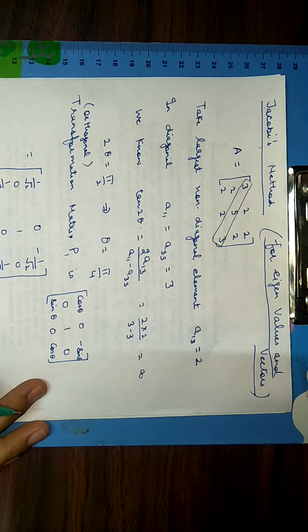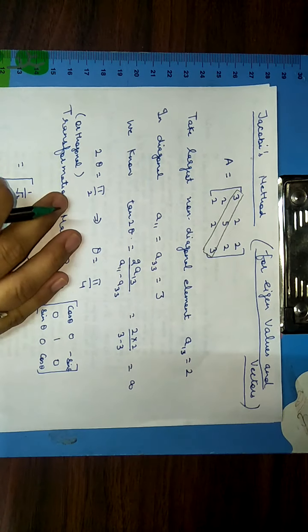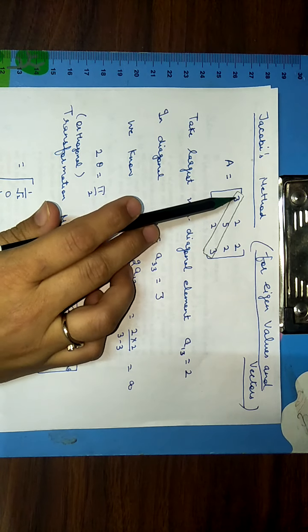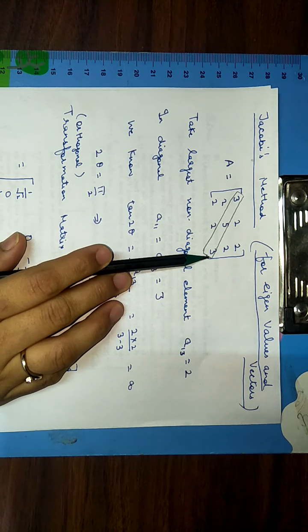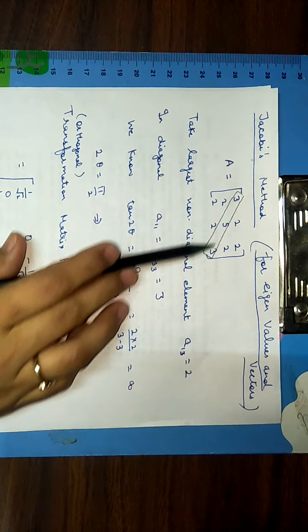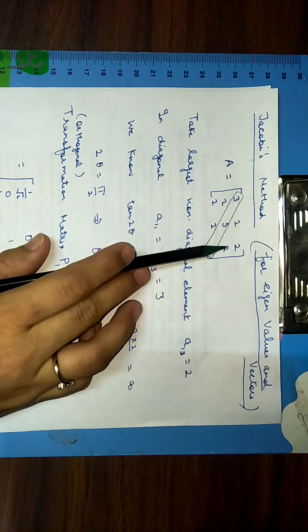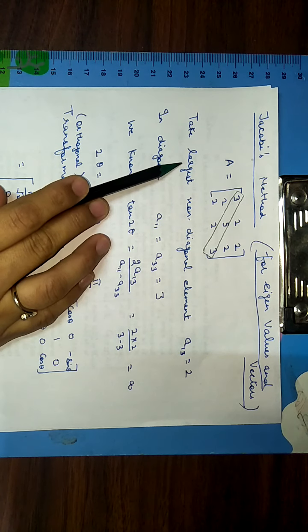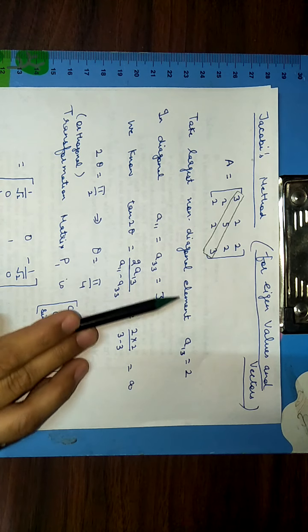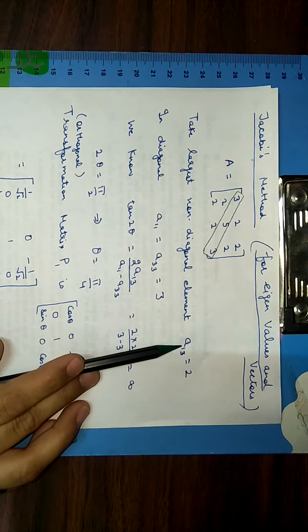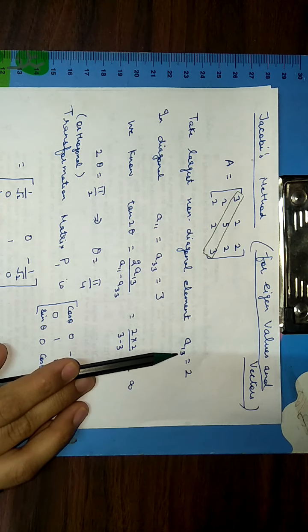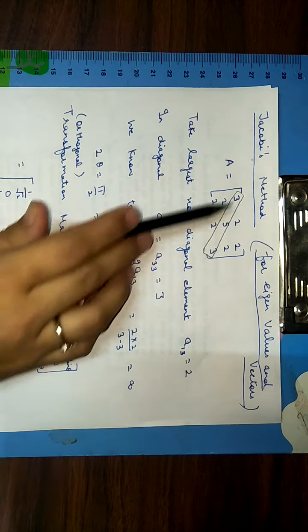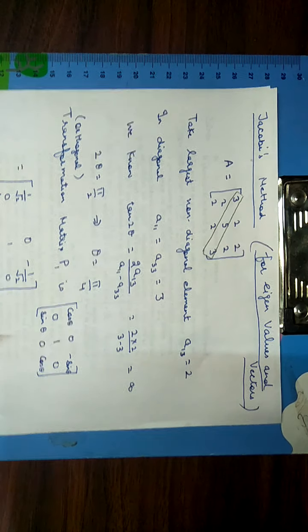Today we are going to discuss Jacobi's method for finding eigenvalues and eigenvectors. This is the given matrix A, and here 3, 5, 3 are our diagonal elements and the others are non-diagonal elements. So first of all, we take the largest non-diagonal element, that is A13, that is 2.